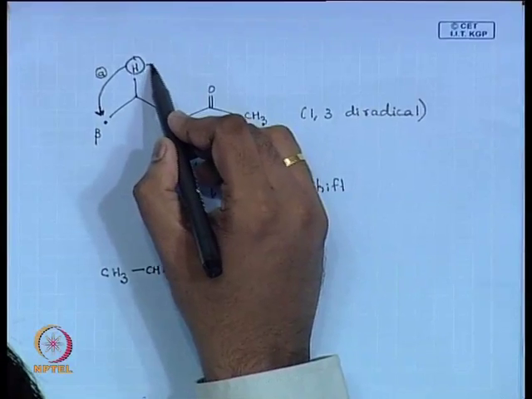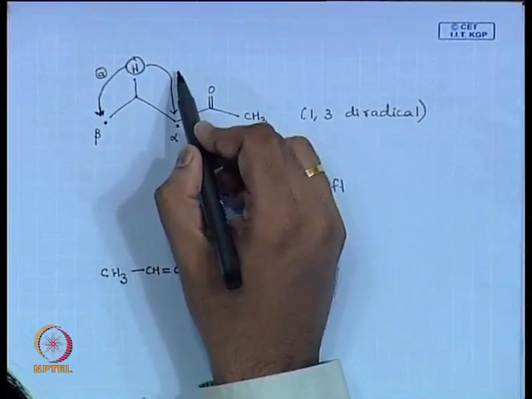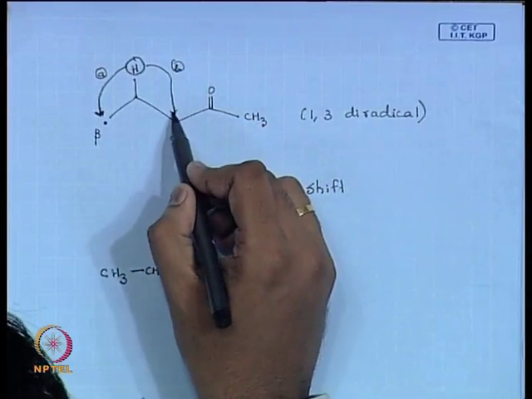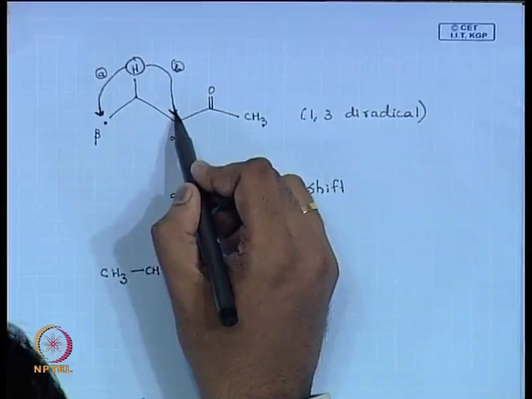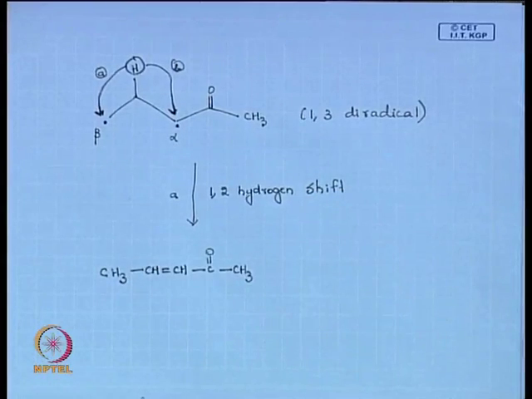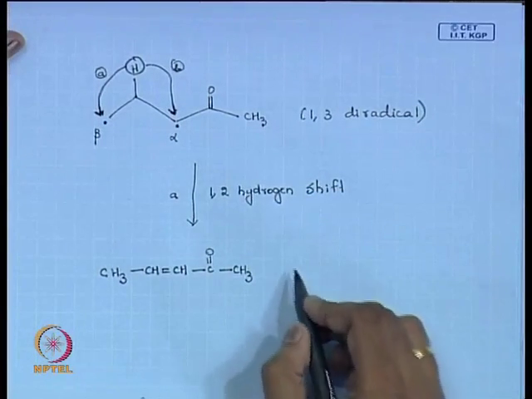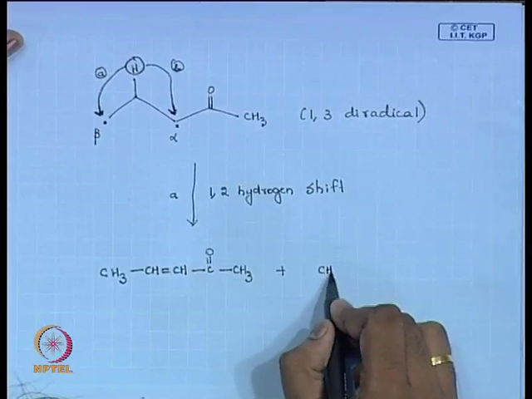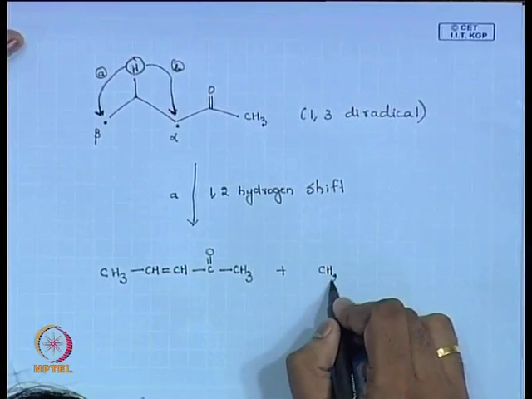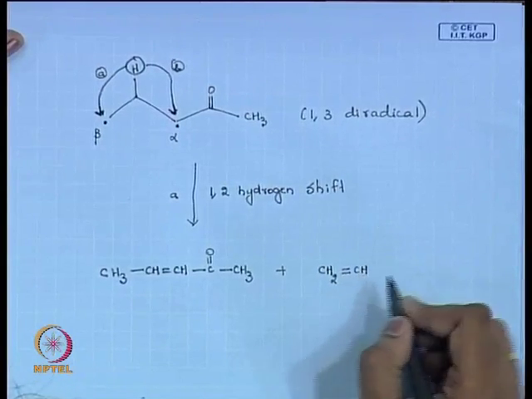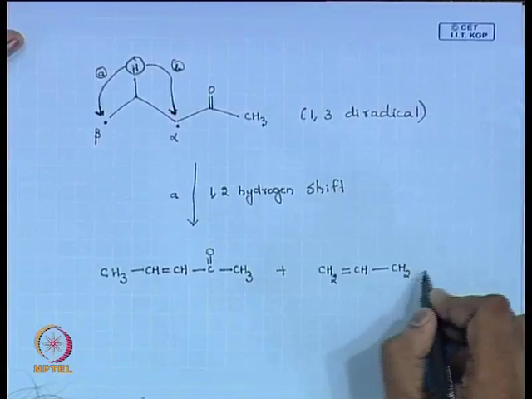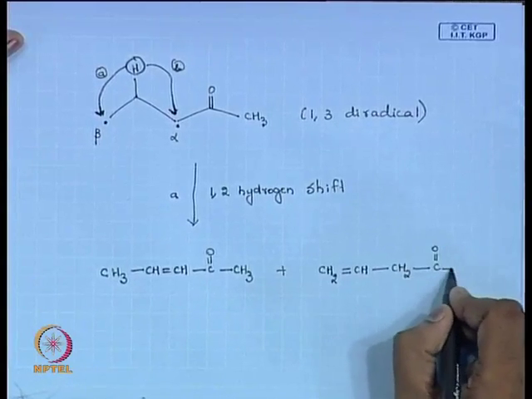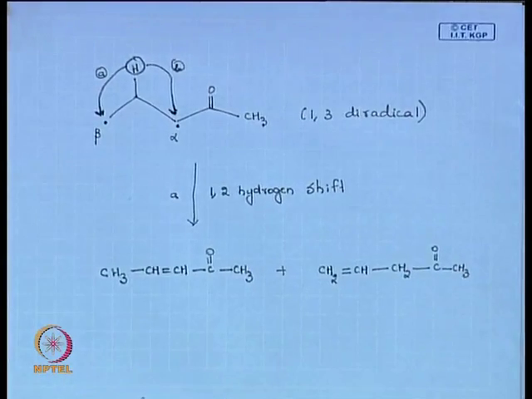I can also shift my hydrogen like this also, no? Okay, sorry, it is a radical. I can shift like this also. If I shift in that case, then I will get CH2 double bond CH, so I can think of getting 2 products now just by 1,2 hydrogen shift.